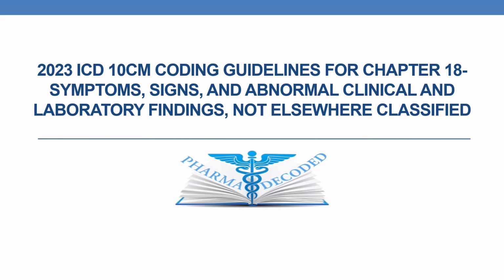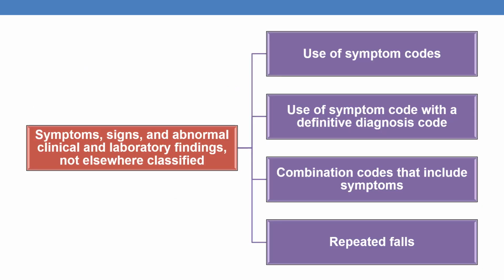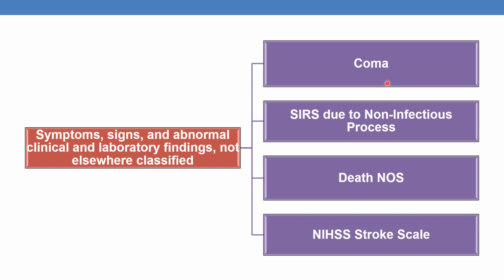Hello everyone, now let us discuss the 2023 ICD-10 coding guidelines for Chapter 18, which covers symptoms, signs and abnormal clinical and laboratory findings not elsewhere classified. Under that section, we will be discussing when to use the symptom codes, guidelines regarding the use of symptom codes with a definitive diagnosis code, combination codes that include symptoms, repeated falls, guidelines regarding the coma scale documentation, guidelines regarding sepsis due to non-infectious process, when to code death NOS, and finally guidelines regarding the NIHSS stroke scale.